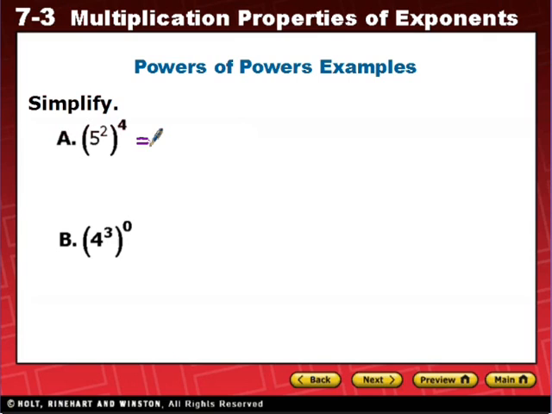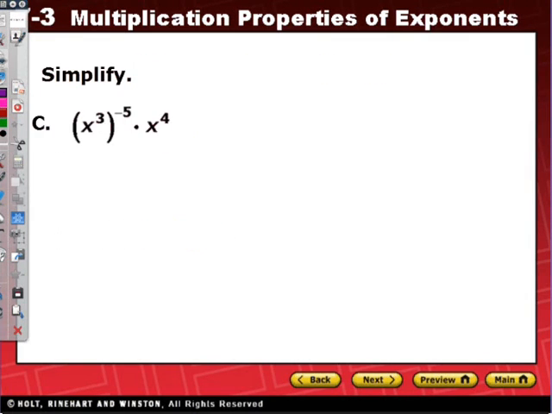So we're just going to take 5 squared to the 4th, and we multiply the exponents together, and we get 5 to the 8th power. Here we have 3 times 0. Well, 3 times 0 is 0, and anything to the 0 power is 1. Don't get fooled. You try this one on your own. Pause the video, come back.